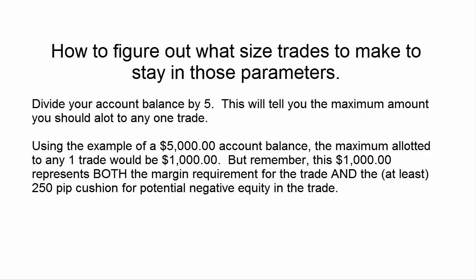Using the example of a $5,000 balance in the account, if that is divided by 5, we can see that each trade should not be allotted more than $1,000 of the account balance. And this $1,000 needs to represent both the margin requirement and the 250 pip cushion for the trade.